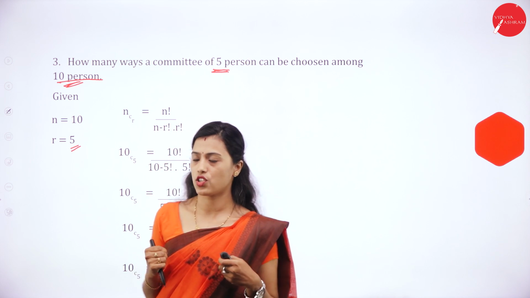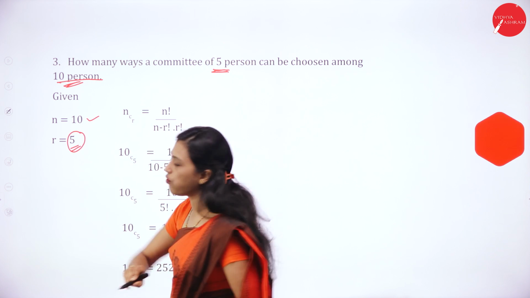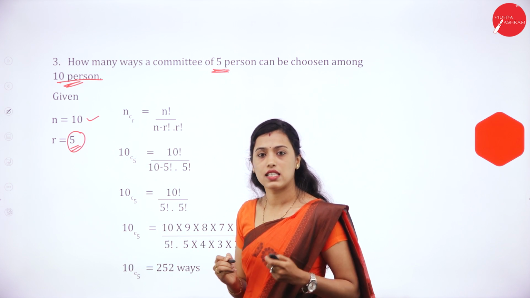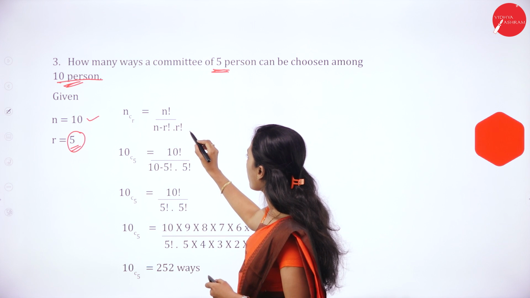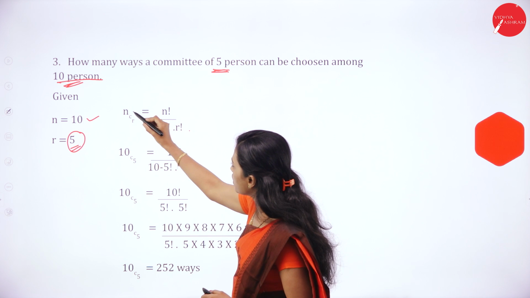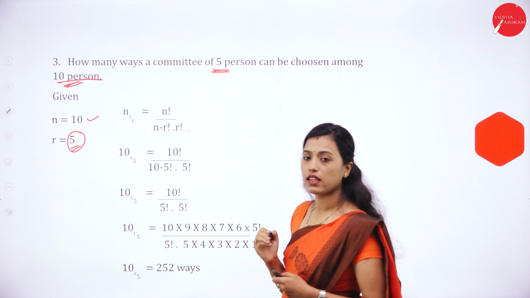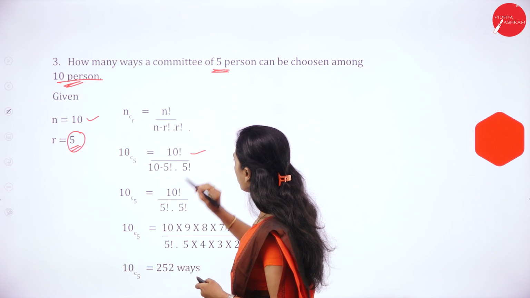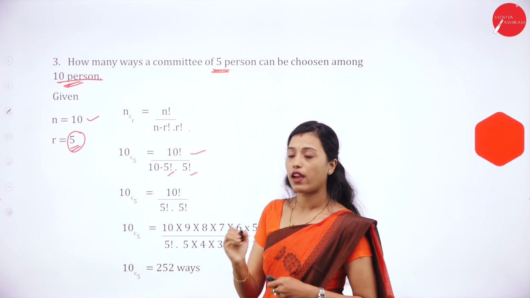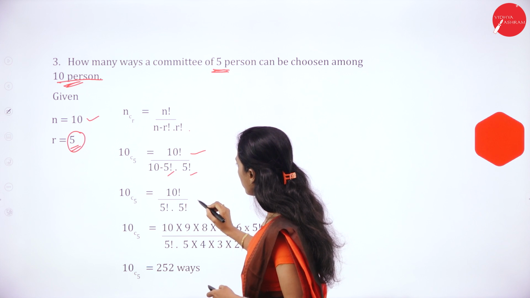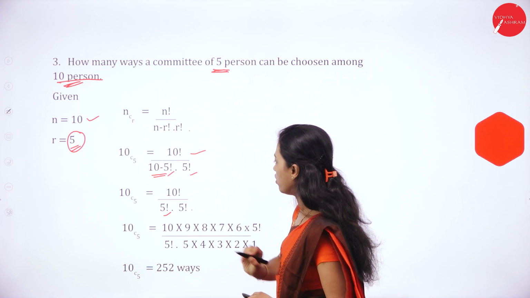It is combination. Out of 10 persons, we are going to select only 5. So n is equal to 10, r is equal to 5. nCr is equal to n factorial divided by (n minus r) factorial into r factorial. So n is 10 here, 10C5, r is 5. 10C5 is equal to 10 factorial divided by (10 minus 5) factorial into 5 factorial. So 10 factorial divided by 5 factorial and 5 factorial.